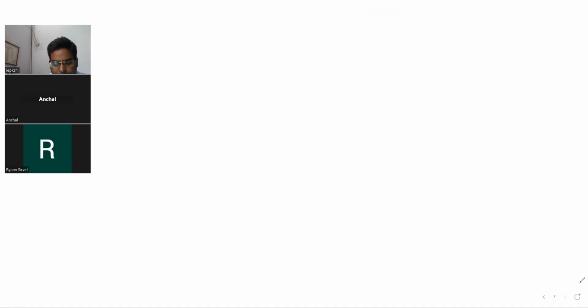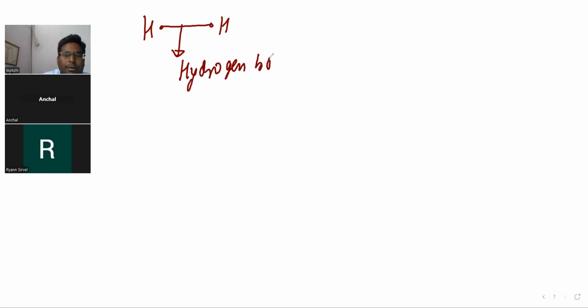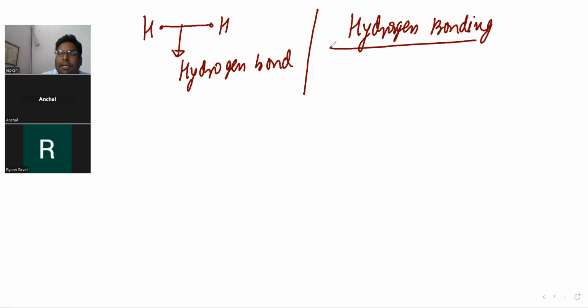See the next point. A particularly strong type of dipole-dipole interaction is called hydrogen bond. When a hydrogen atom combines with another atom, that is called hydrogen bond. Another way of telling hydrogen bonding is, see here.